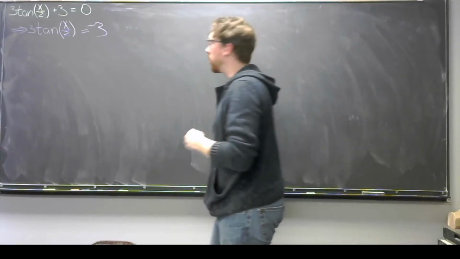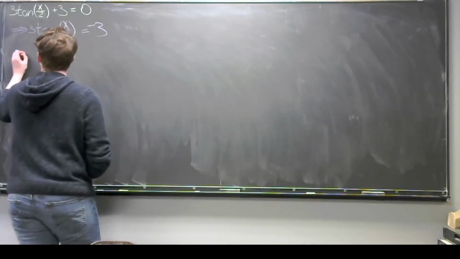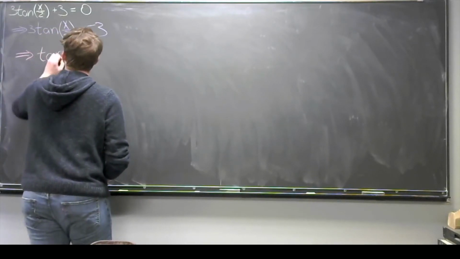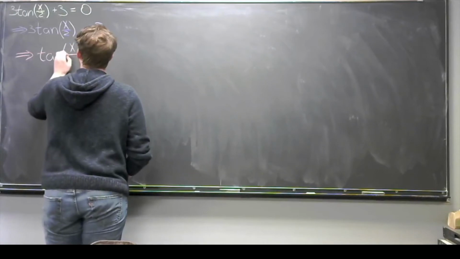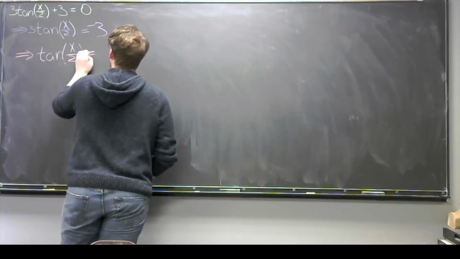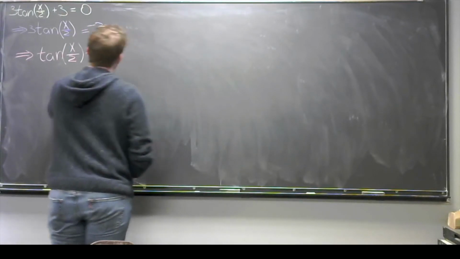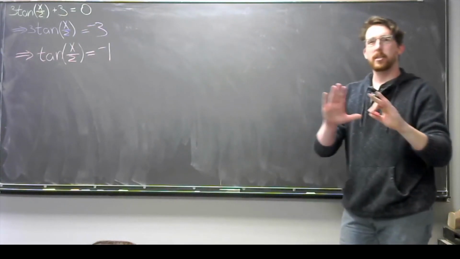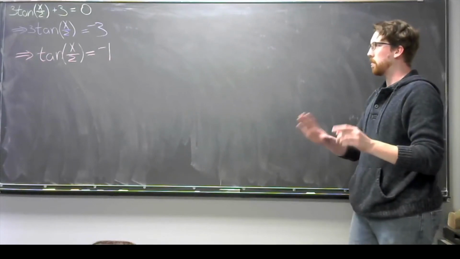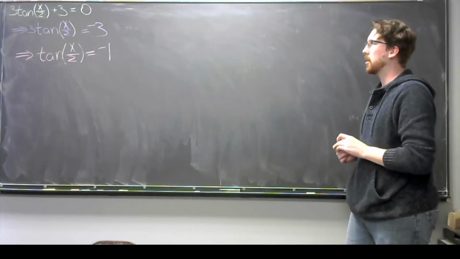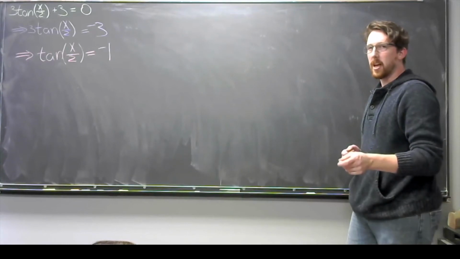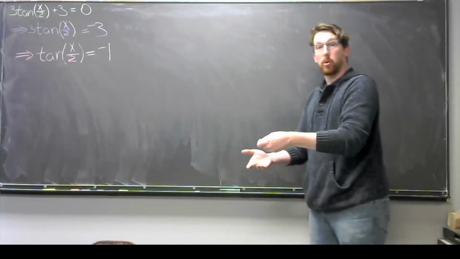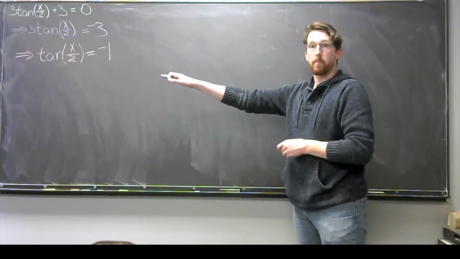Divide 3 from both sides. It's going to be tangent of x over 2 is equal to negative 1. So let's stop here for a second. Let's pause and think about this. What we're saying is that whatever x is, x over 2 is equal to negative 1, right?